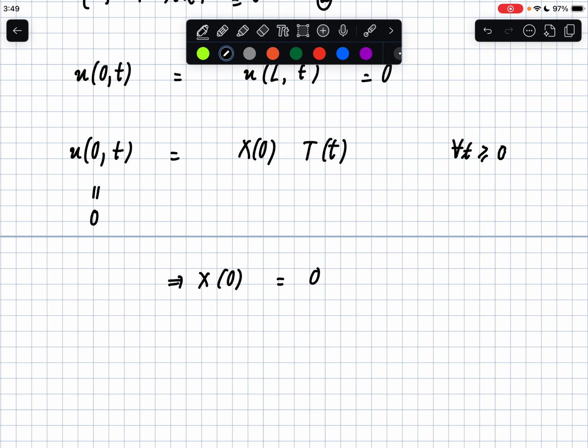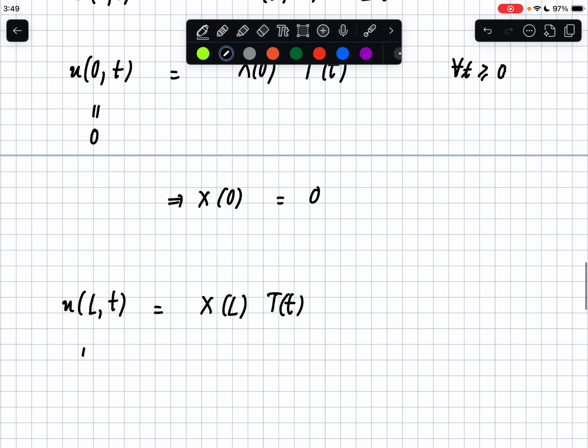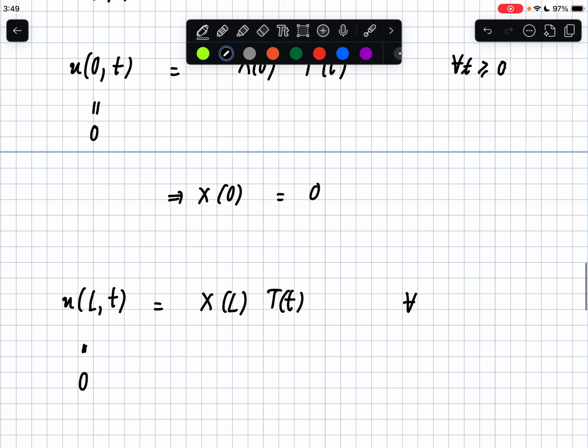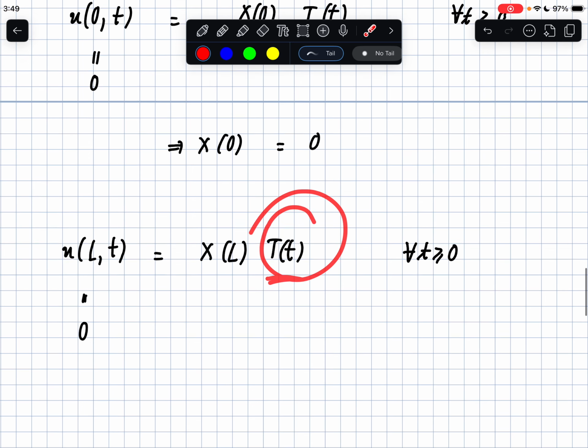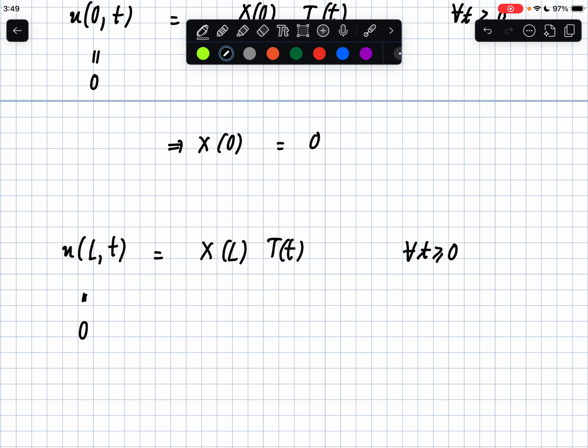Similarly, we use u(L,t). X(L) times T(t) is 0. And this one equal to 0 for all t bigger than or equal to 0. We don't want T(t) to be 0. So X(L) must be 0.